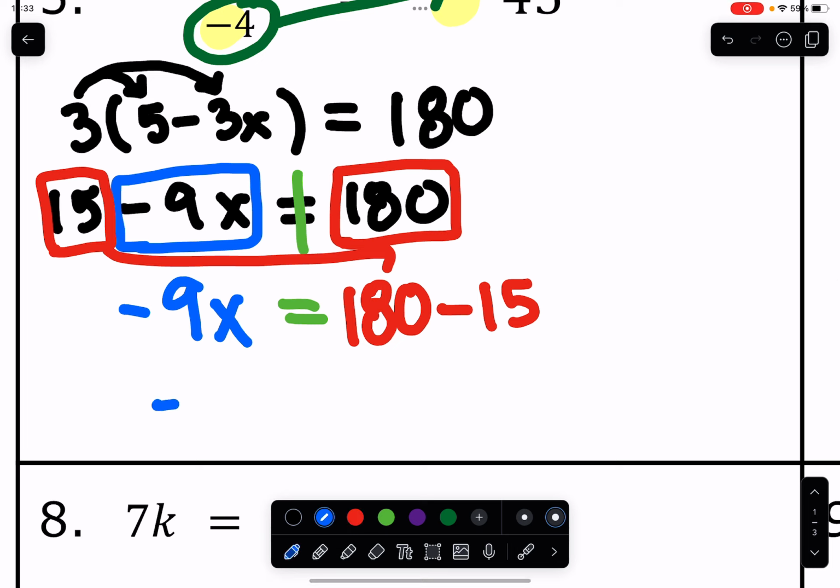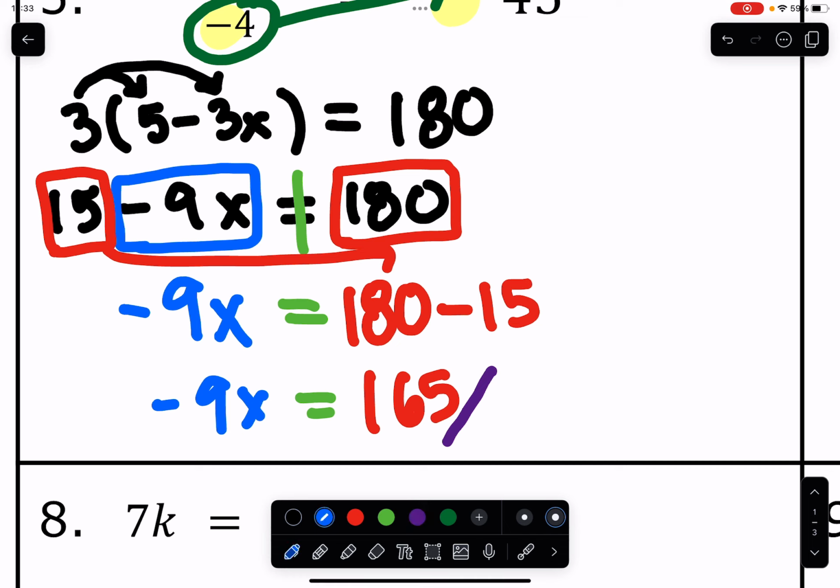So we have a negative 9x on the left side, and 180 subtracted by 15, that's simply 165. That 165 gets divided by negative 9.